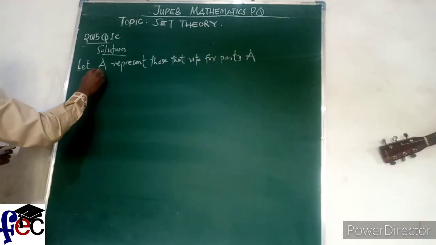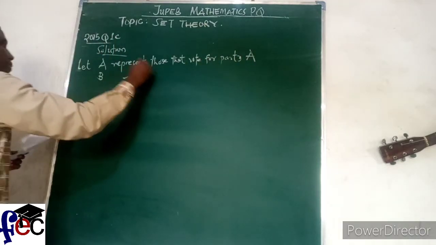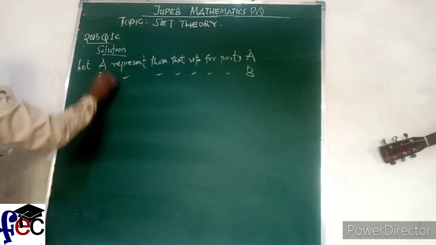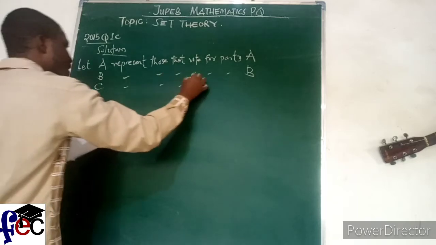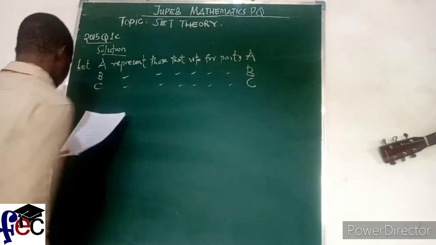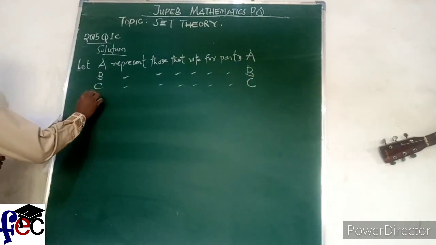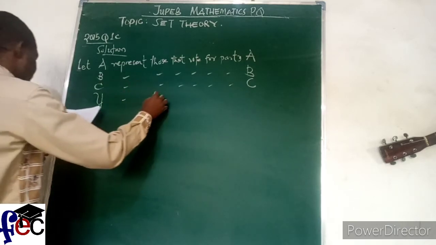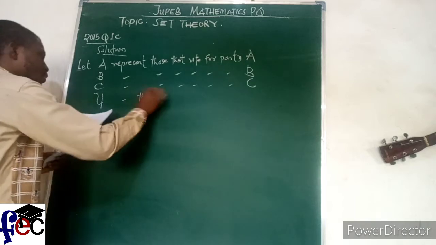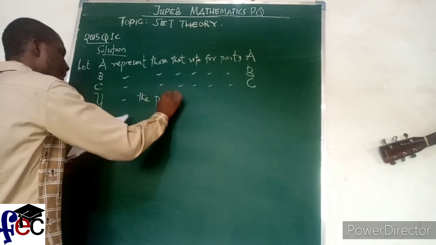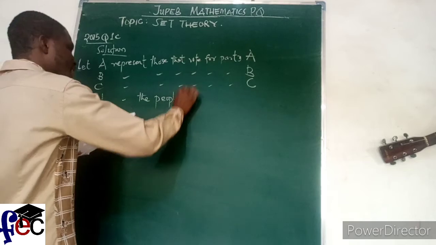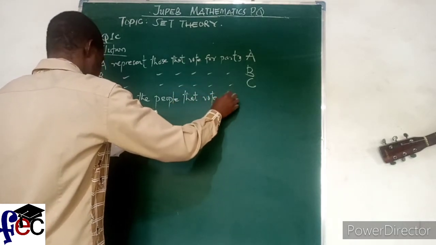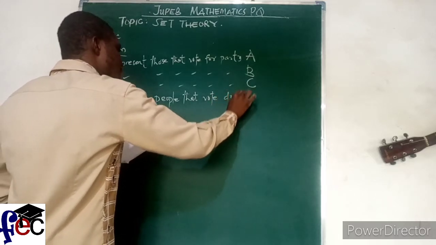Okay, so let B represent those that vote for Party B. C represents those that vote for Party C. All right, then we now say let U, or the other symbol, represent the people that vote during the election.